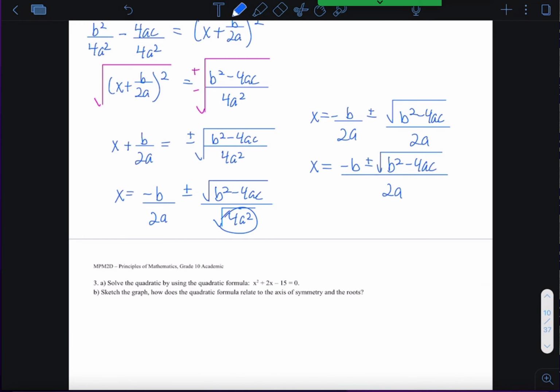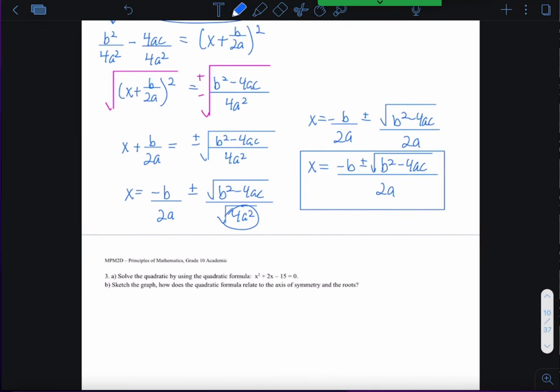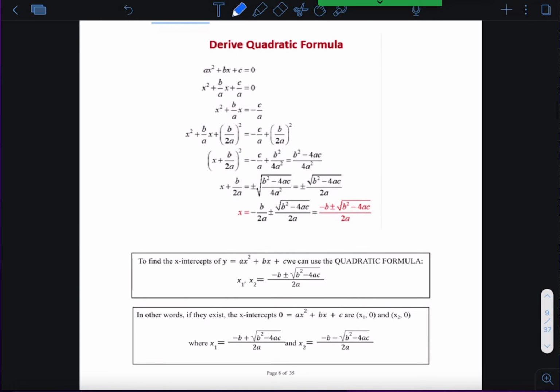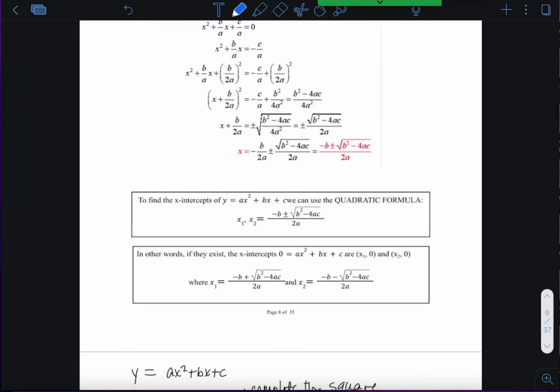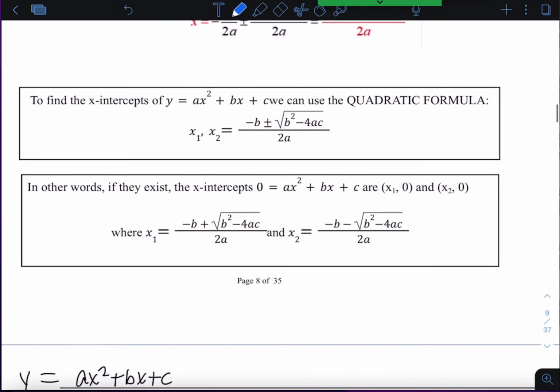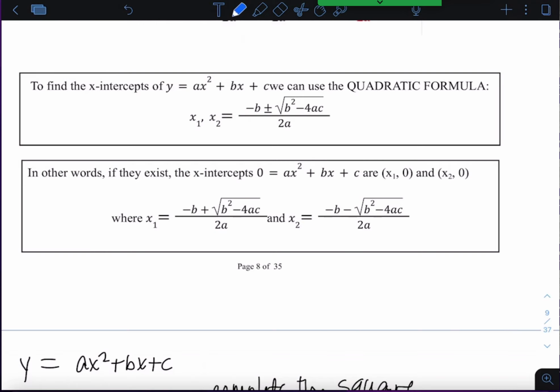So I tried to do that quickly. Sorry if I went a little fast, but essentially I'm just showing you in real time one way to derive the quadratic formula. But really, guys, all you need to know is what's in these two boxes here. To find the x-intercepts of y equals ax squared plus bx plus c, we can use the quadratic formula. Now, you might be wondering why we have x1 and x2. Well, that's because sometimes when you have a parabola, you have two x-intercepts. And you've done these questions already with numbers.